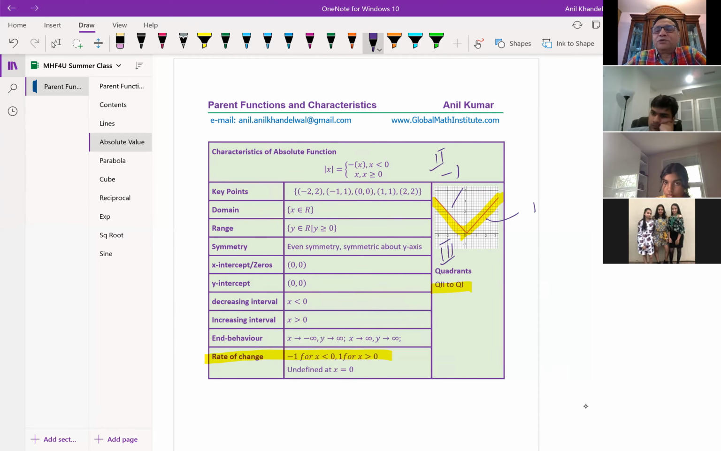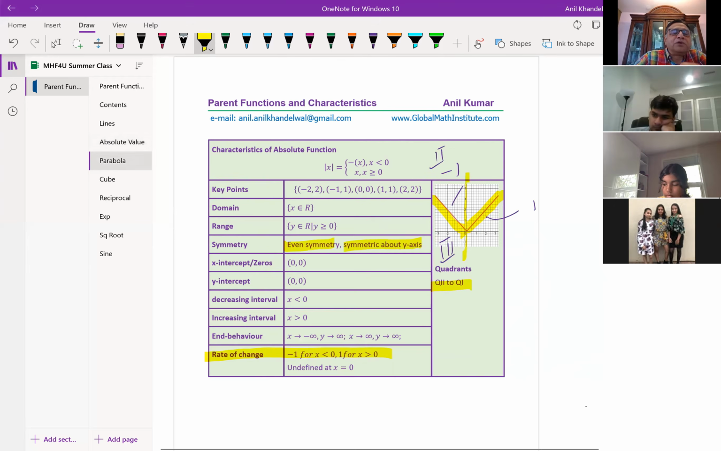The rest of the characteristics, you understand. One more important characteristic, which is the difference between line and absolute function, is symmetry. This function has even symmetry. Even symmetry means symmetric about the y-axis, and the line had odd symmetry, correct? So this one is clear.